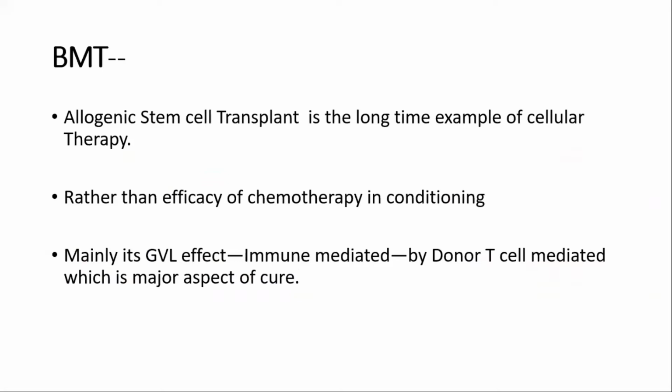So the first example of cellular therapy is our long-standing bone marrow transplant. Even if you think that bone marrow transplant works with chemotherapy, that's not actually the fact. It's not the chemotherapy which is acting in bone marrow transplant. Once the chemo conditioning is over, the donor T cells take over. The donor T cell produces an immune-mediated effect, called the graft versus leukemia effect, or GVL effect. So it is the GVL effect which is checking the cancer and preventing relapse.